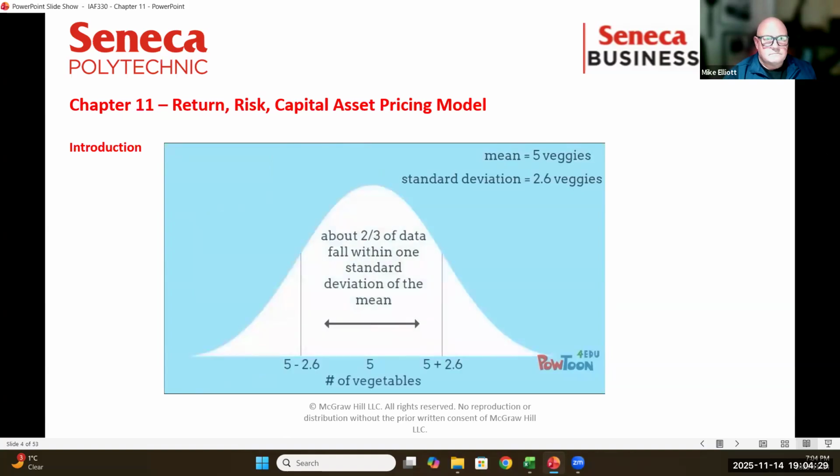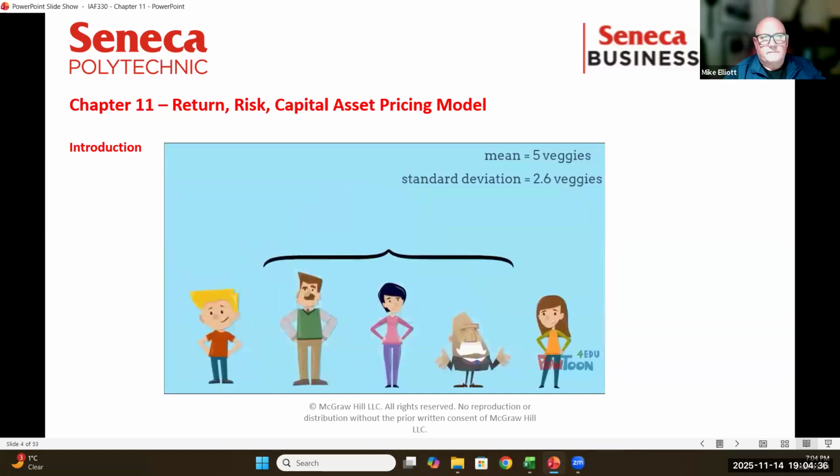Knowing that about 2/3 of the data fall within one standard deviation of the mean, assuming the data is normally distributed, we can say that about 2/3 of our friends have between 2.4 and 7.6 vegetables in their fridges.